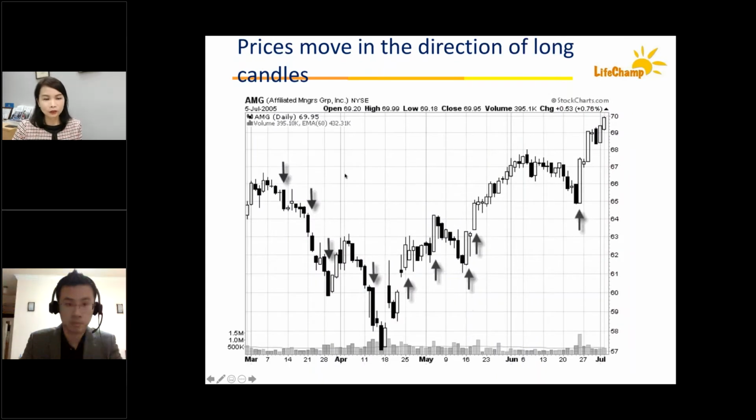Okay, so then you see that the price moves in the direction of the long candles. If you see wide range white candles, it is an uptrend. If you see a lot of long black candles, it's a downtrend. Okay, so this straight away tells you uptrend or downtrend.